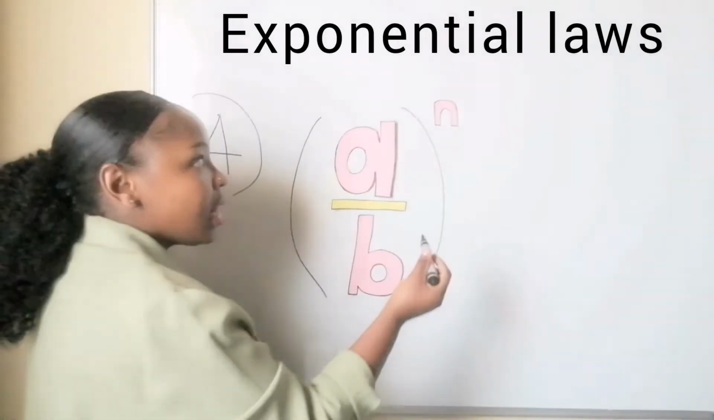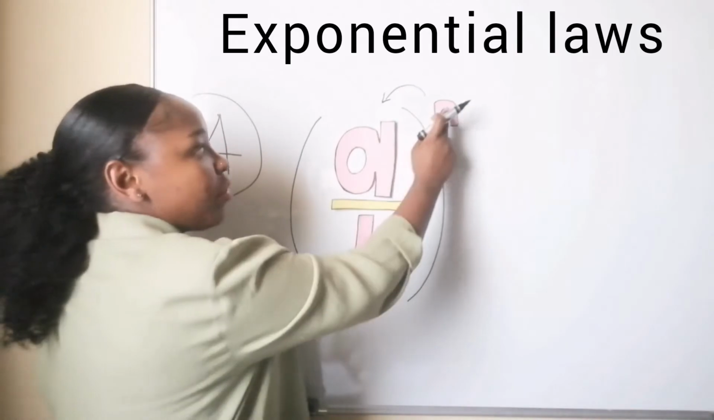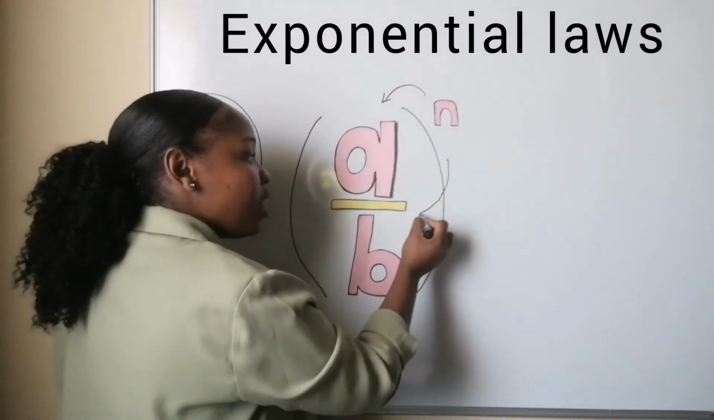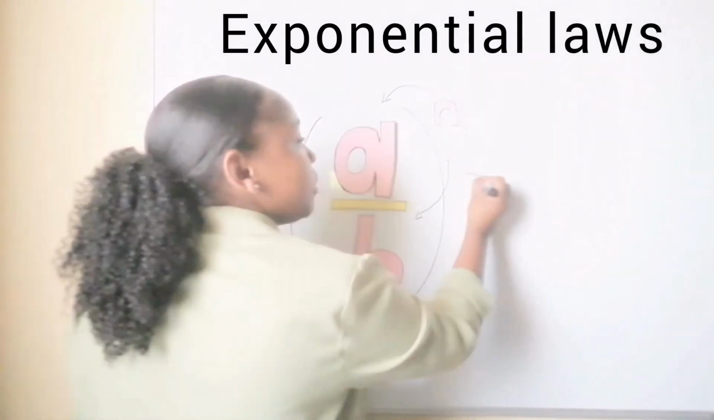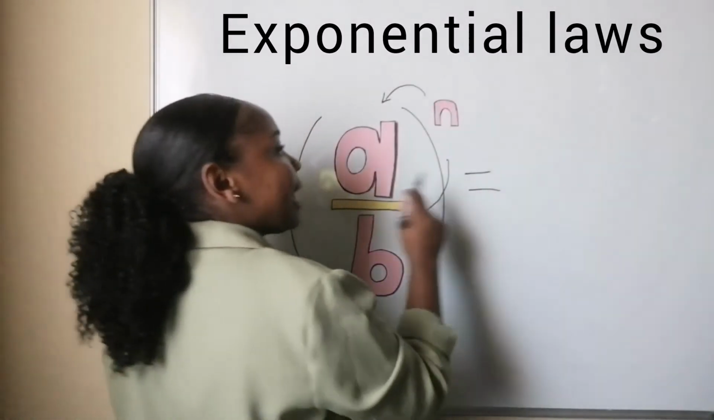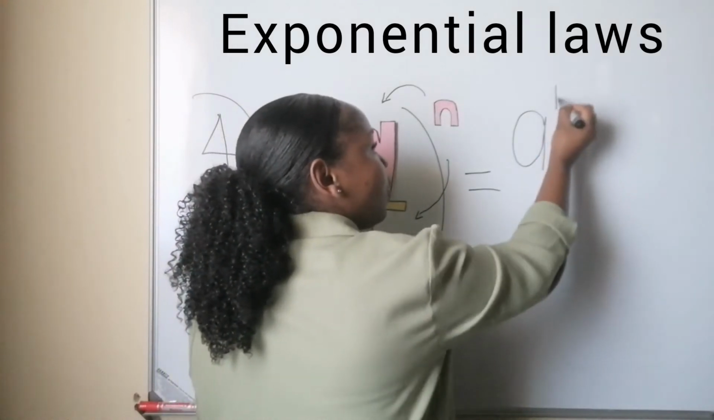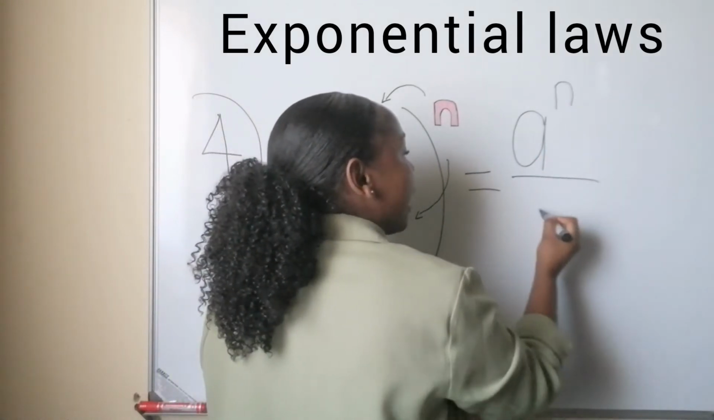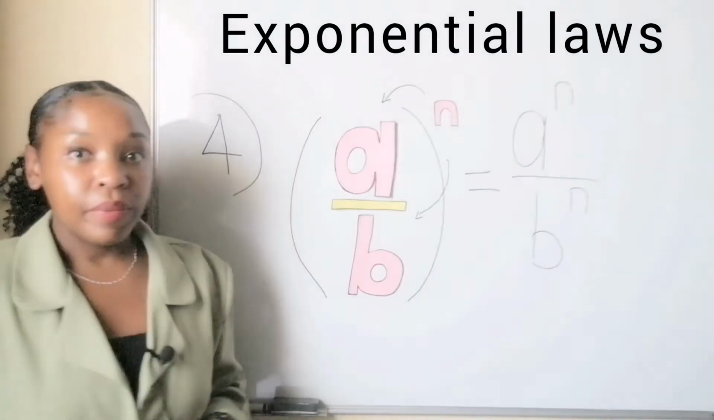It means still that the a will be raised to the power of n and the b will also be raised to the power of n. So let me show you what this means. This can also be written as a all raised to the power of n divided by b all raised to the power of n.